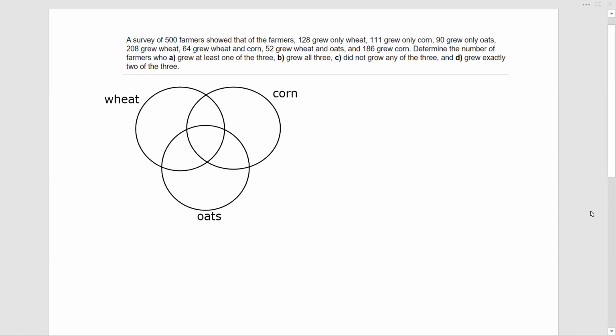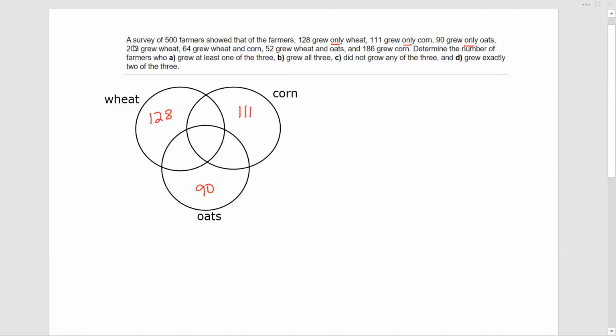Okay, so this question is asking us to find a lot of information about farmers that are growing these three different crops. They're telling us that we have 500 farmers total. 128 grew only wheat. Since they are specifically saying it was only wheat, we can go ahead and write 128 in this section. 111 grew only corn, so we can put that here, and 90 grew only oats. So the keywords there are the fact that it was only wheat, only corn, and only oats.